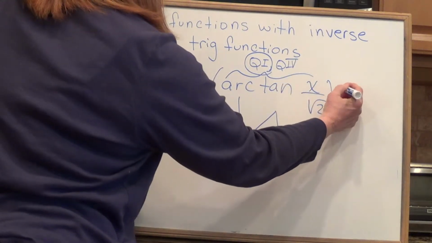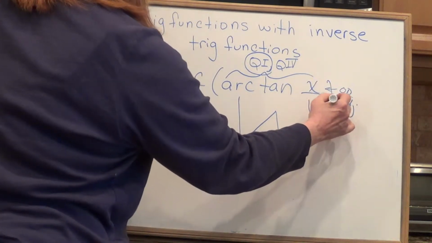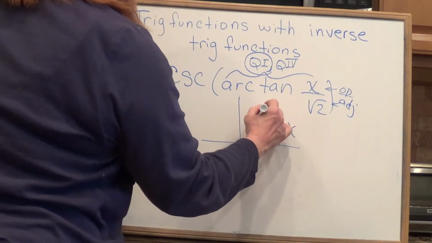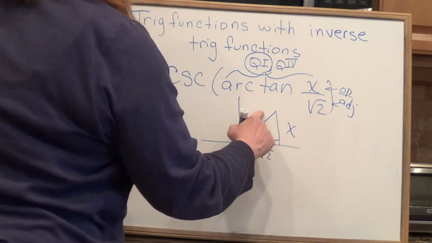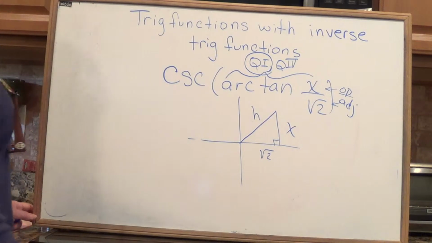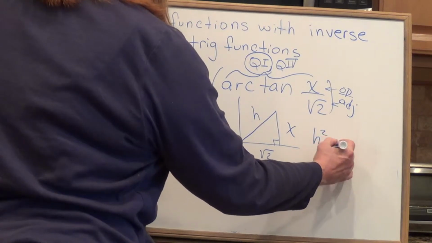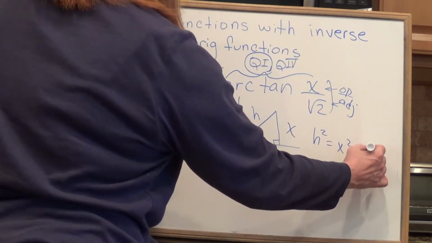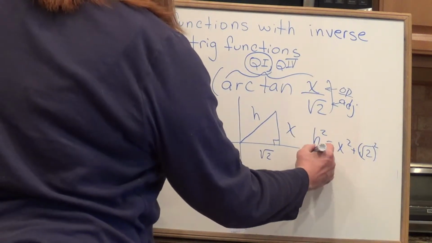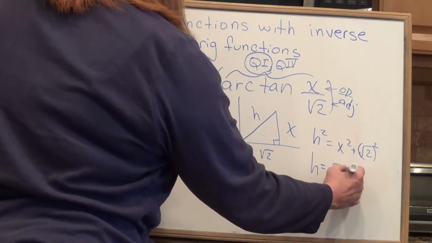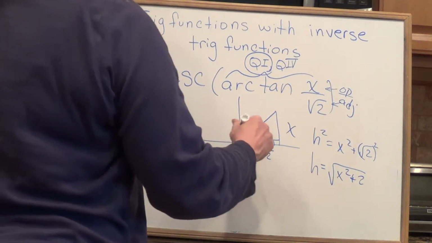And tangent is opposite over adjacent. So I will assign these parts to this triangle. And, oops, that's hypotenuse. Opposite over adjacent down here. And this one I'll just call H for hypotenuse. Then you'll recall that you solve for H using the Pythagorean theorem. So the sides squared, the sum of the sides squared equals hypotenuse squared. So I get H equals the square root of x squared plus 2. So I can replace H with that quantity, or that expression.